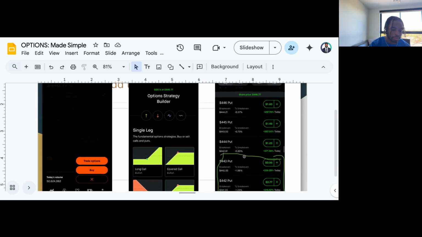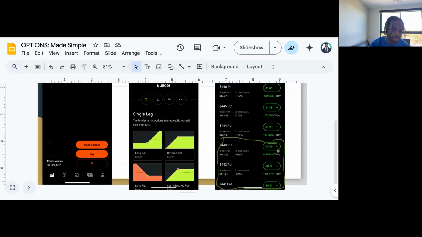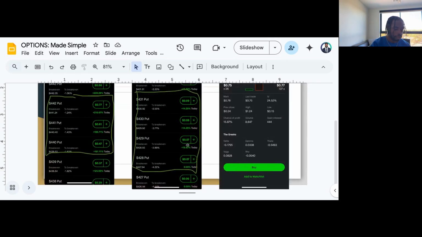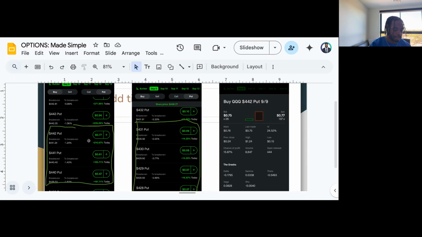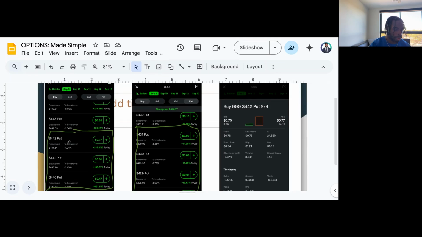So I like to go 3 to 4 strikes out of the money. So I'm looking at these options here, $96, $77. I'm looking at these, and I'm like, okay, these look pretty good. So looking at these puts, yeah, they look pretty good. So I would end up getting one of these puts.